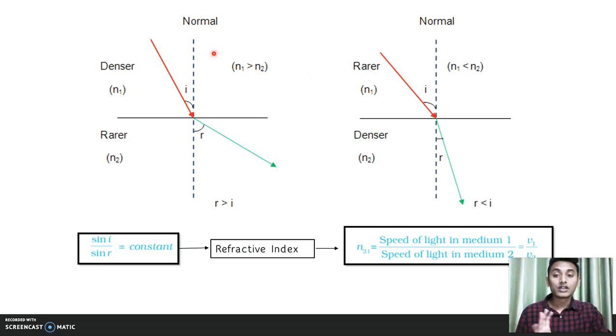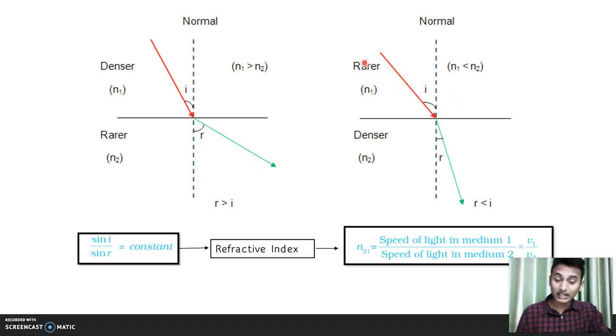and N2. So in example 1, you will see that the light is going from a denser medium to a rarer medium. In this case, the incident ray gets away from the normal when refracted. This is because the speed of light in denser medium is low, but when it goes to a rarer medium, its speed becomes high and it goes away from the normal.